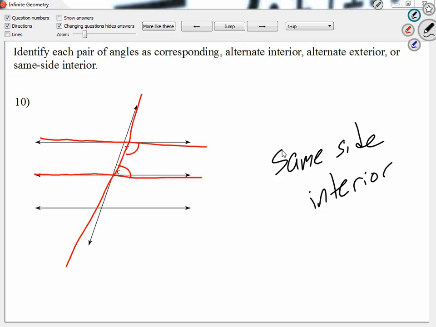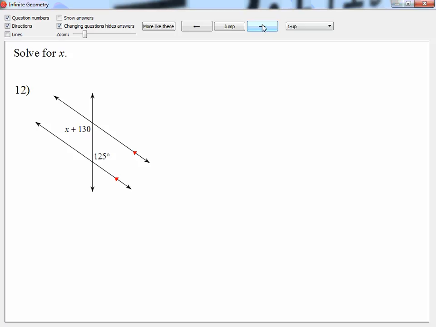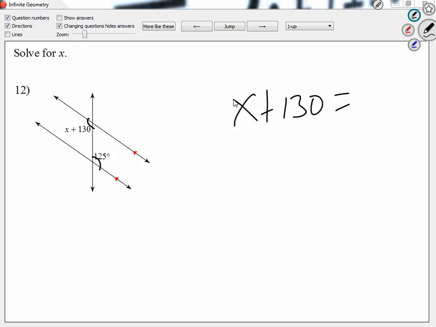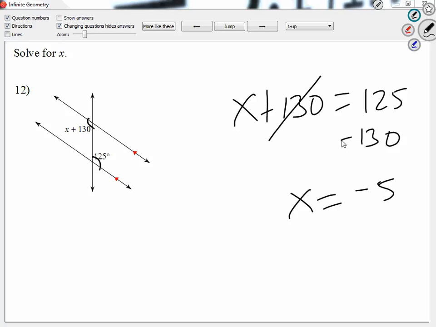Oh, 12. Okay, let's take a look at 12. For 125, we're talking about this angle, and x plus 130, we're talking about that angle. That's an alternate interior. So I'm going to say x plus 130 equals 125. What's x? So x plus 130 equals 125. What's x? Negative 5. In slow motion, we subtract 130 from each side, so negative 5.